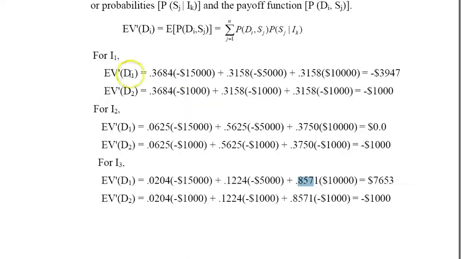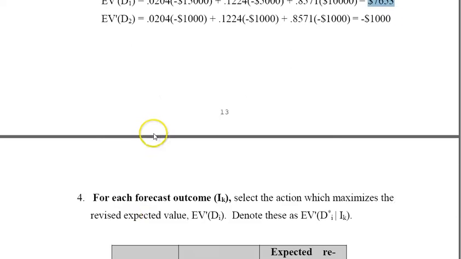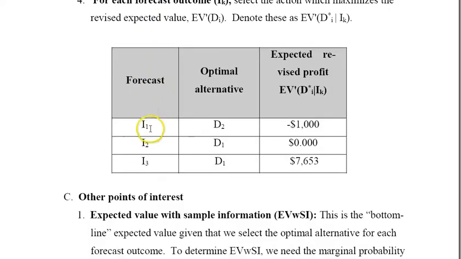So to summarize, if the forecast calls for rain, I'm better off not setting up. If the forecast calls for cloud, I'm better off not setting up. If the forecast calls for sun, I'm better off setting up, with expected payoff of 7,653. So my decision depends on what the forecast says, right? And that's what I have here.